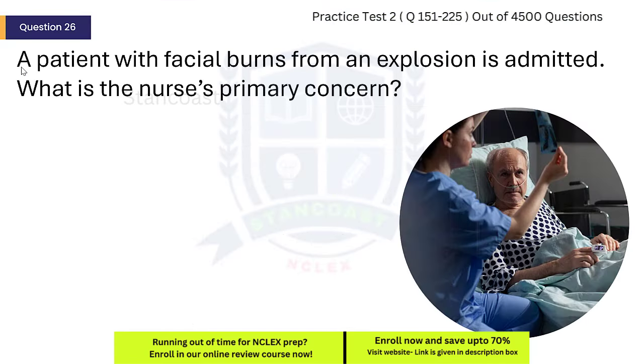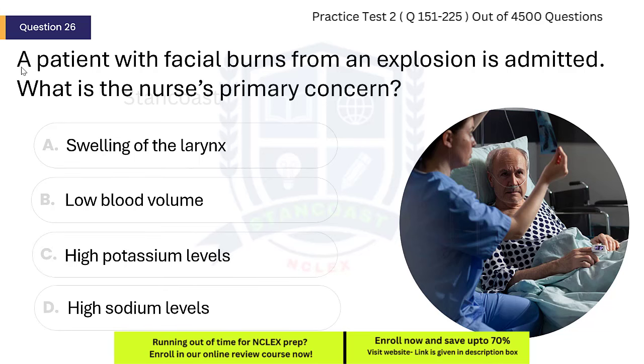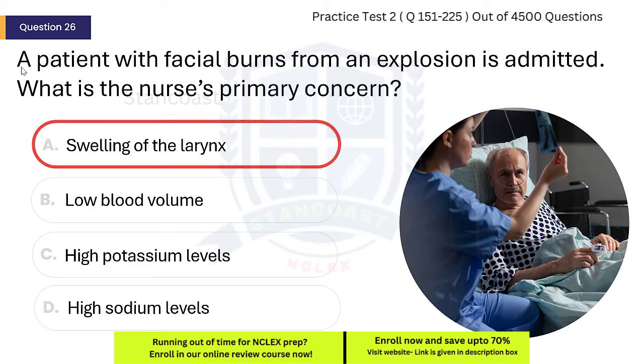A patient with facial burns from an explosion is admitted. What is the nurse's primary concern? A. Swelling of the larynx. B. Low blood volume. C. High potassium levels. D. High sodium levels. Take a moment to think about it. Remember, airway management is crucial in burn patients. Got your answer? The correct answer is A.